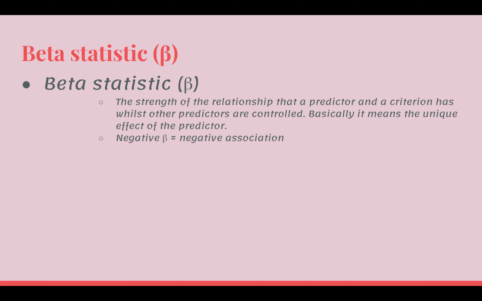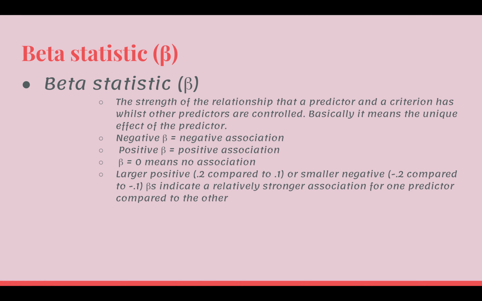In comprehending beta statistic, one must know that negative beta equals negative association. Positive beta equals positive association. Beta equals 0 means no association. Larger positive betas, ranging from 0.2 compared to 0.1, or larger negative betas, ranging from negative 0.2 compared to negative 0.1, indicate a relatively stronger association for one predictor compared to the other.